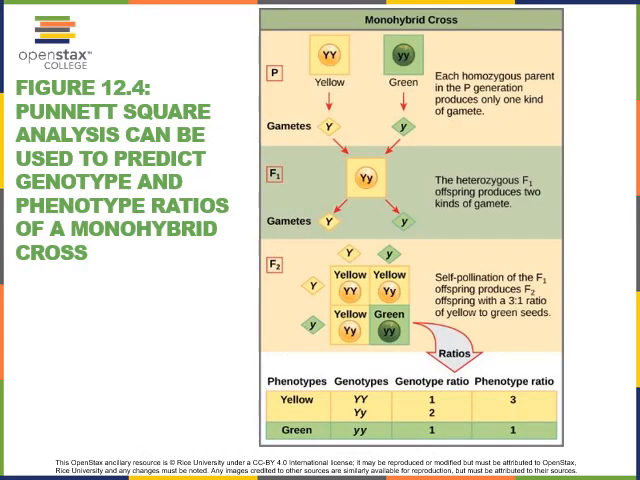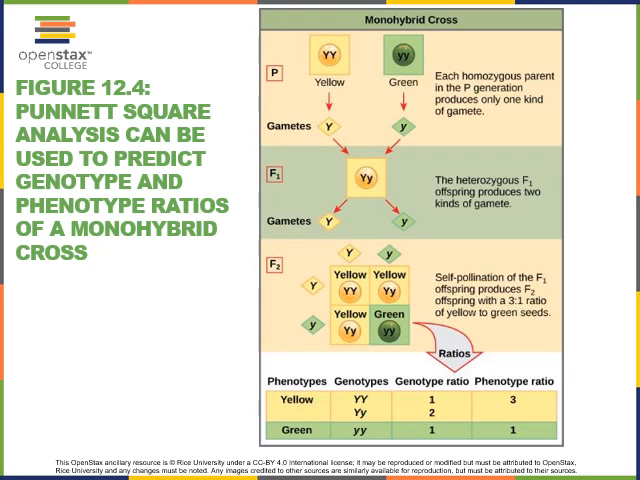A Punnett square is a visual representation of a cross between two individuals in which the gametes of each individual are written along the top and side of a grid, and the possible zygotic genotypes from fertilization are written within each box of the grid. In this example, we can see the results of a self-cross between the heterozygous individuals of the F1 generation.